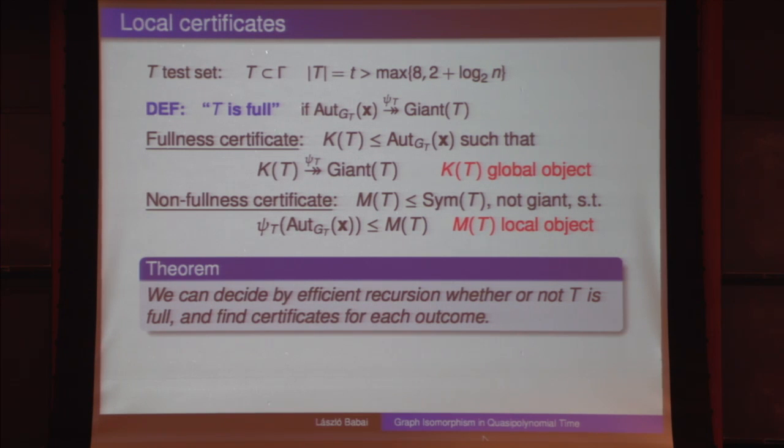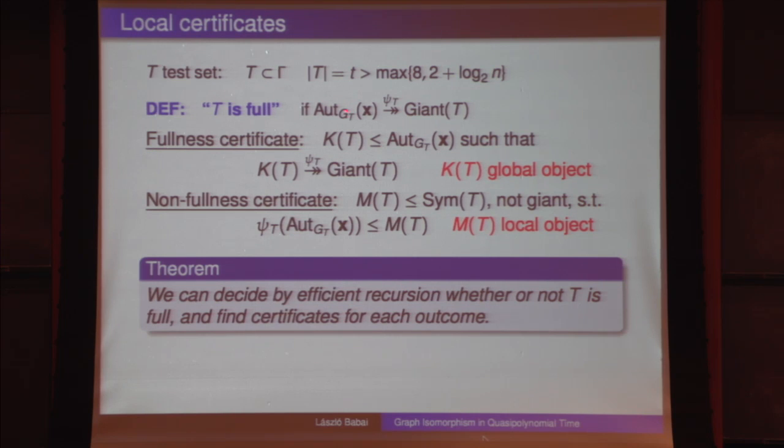So now let me define the categorization of the test sets. There will be two kinds of test sets, full and not full. The definition is this: a test set is full if the automorphism group of the string already maps onto the giant on this test set. Okay? So it either does or it doesn't, and this is the question we want to decide. It is full if it does.